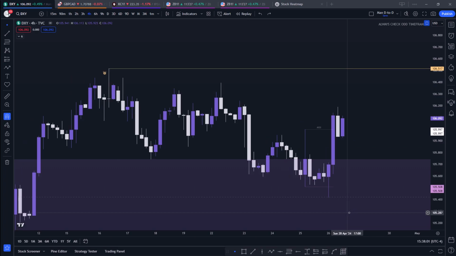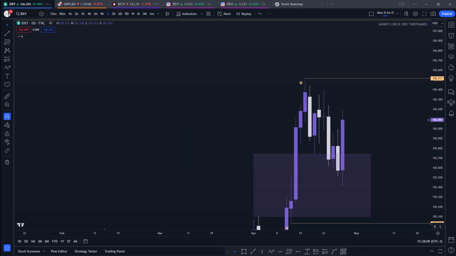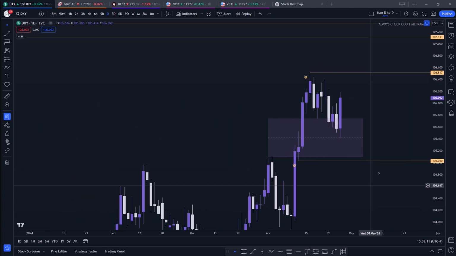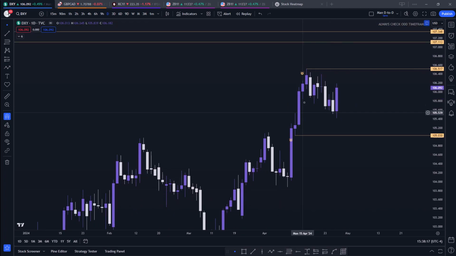But the problem with this idea is that we got this rejection in a premium. For me to explain what I mean, we have to go back to the daily time frame. On the daily time frame, we can see the range that I was looking at last week, which is from that candlestick's high to this candlestick's low. We have a range drawn out, and I'm going to draw the range again.